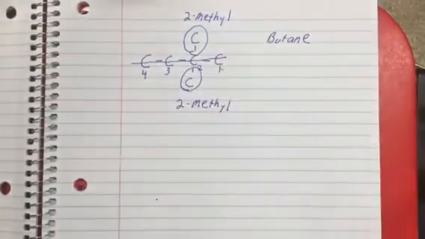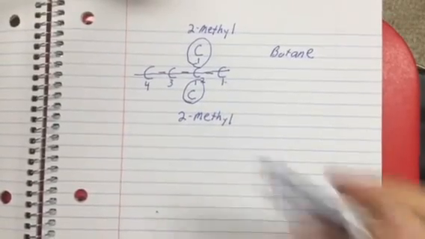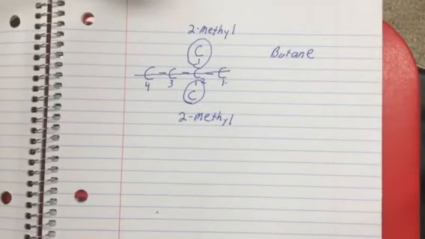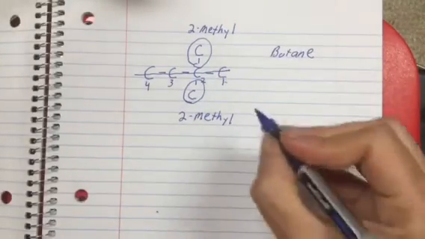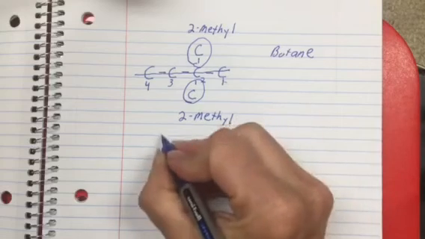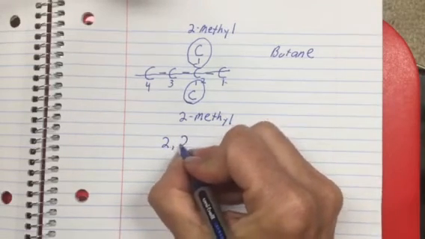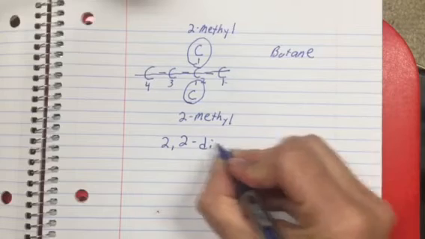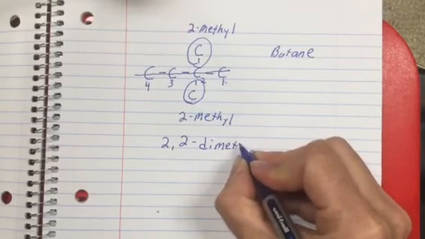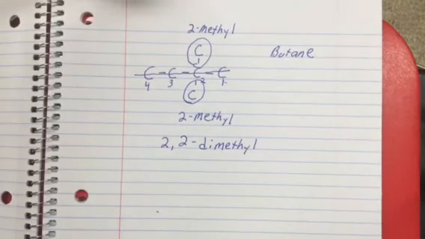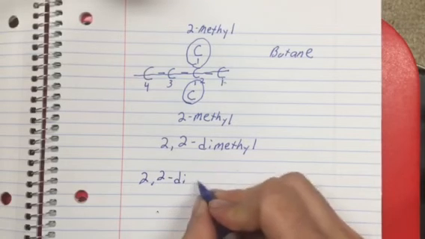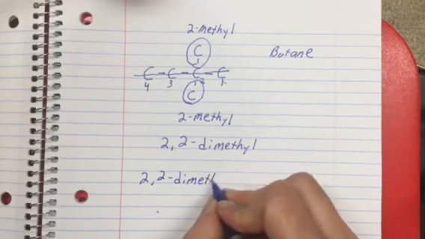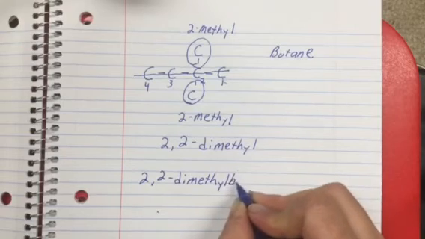Okay, we alphabetize our substituents. They're all the same, so it doesn't matter. We combine our like ones. So I have two methyl groups, which means what I have is 2,2-dimethyl. Okay. So when I put the whole name together, I get 2,2-dimethylbutane.